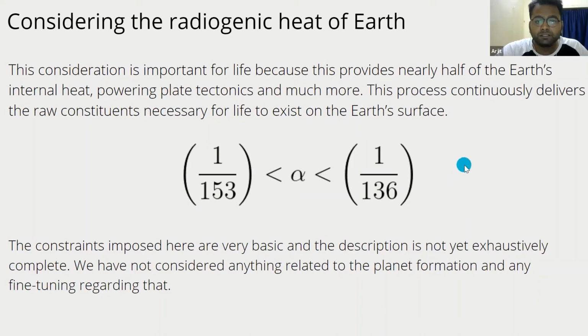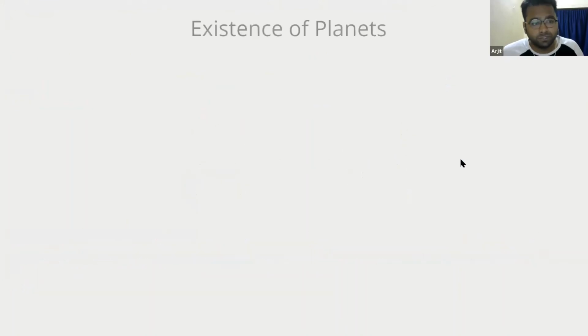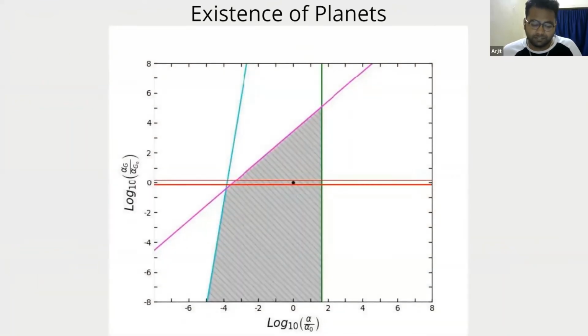So, concluding, the constraints imposed here are very basic, and a full description of them is not yet exhaustively complete. We have not considered anything related to planet formation and some fine-tuning regarding them. And we don't yet know how exactly life actually formed, so we cannot comment much on that.